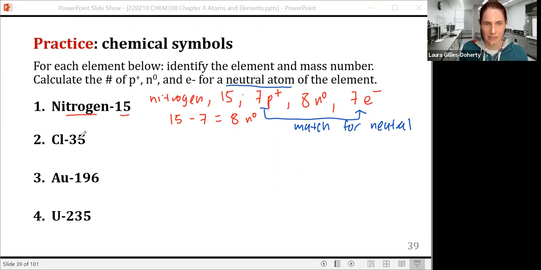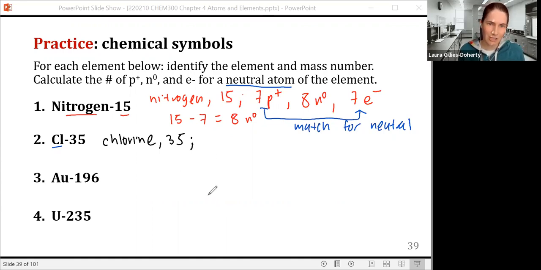Okay, let's do the next one, Cl-35. See if you can check your periodic table, find out what element Cl is. So let's work through this one. Cl is chlorine. Just a convention, element names are not capitalized, chlorine, unless they're at the beginning of a sentence. Its mass number is 35. That was given in this way of writing the symbol.